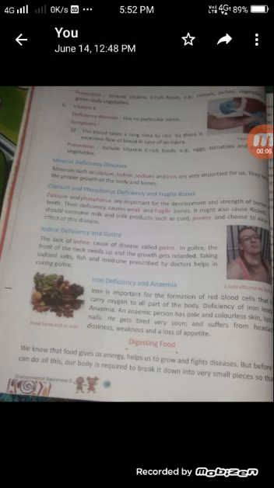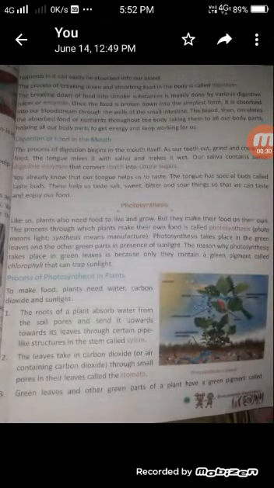Digesting food. We know that food gives us energy, helps us to grow and fights diseases. But before food can do all this, our body is required to break it down into very small pieces so that the nutrients in it can easily be absorbed into our blood. The process of breaking down and absorbing food in the body is called digestion.